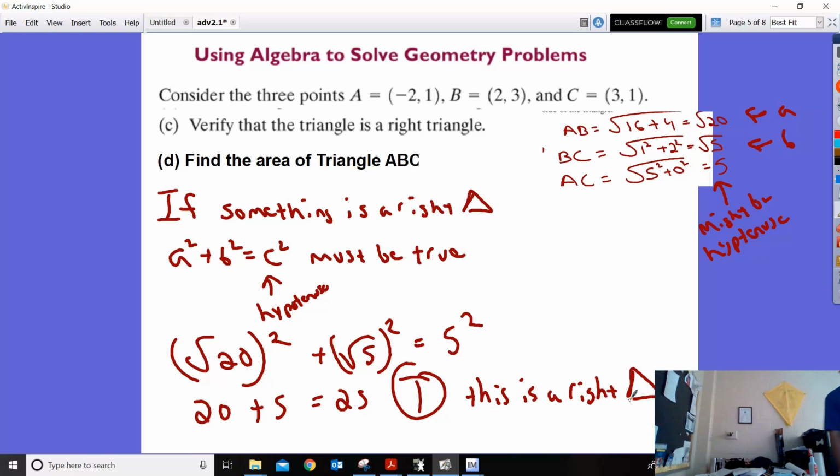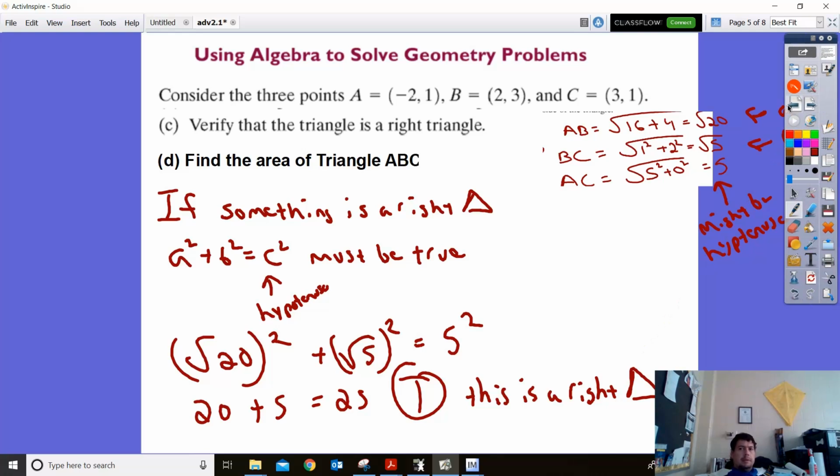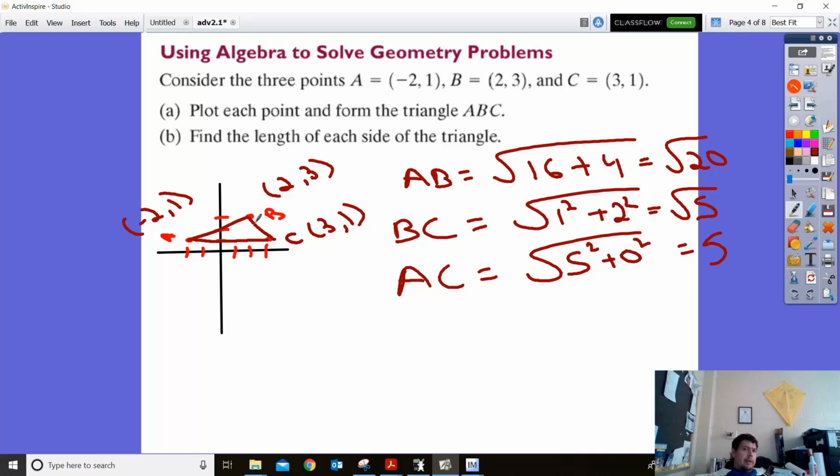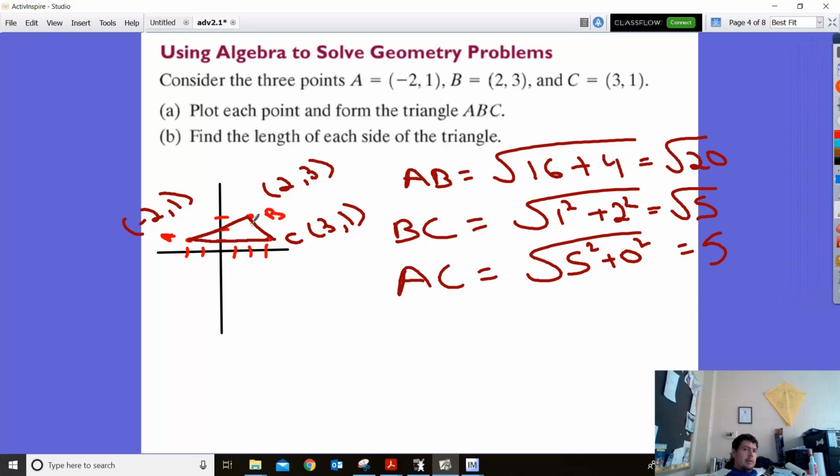What was D? Find the area? I'm actually going to go back to what we did. What did we learn about angle B? It's 90 degrees. I don't know that's where the right angle is. What's it opposite of? It's opposite of the hypotenuse. Pythagorean theorem ended up being correct. All right?